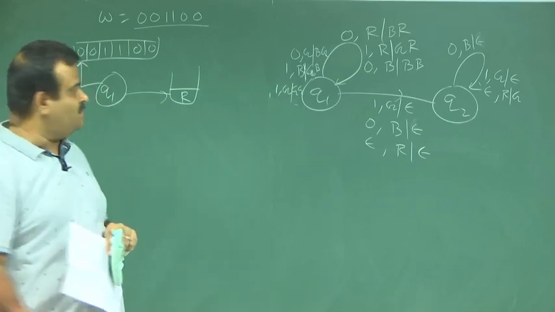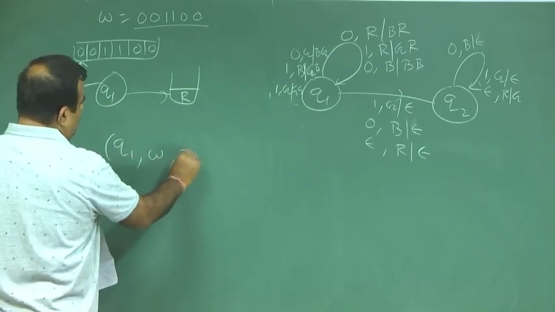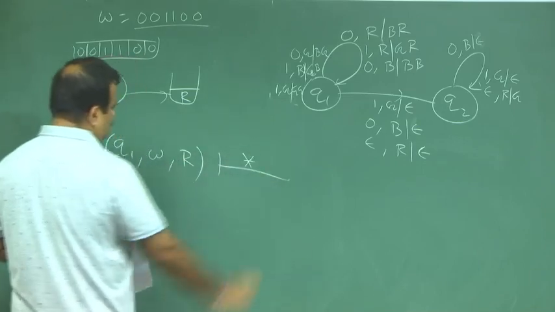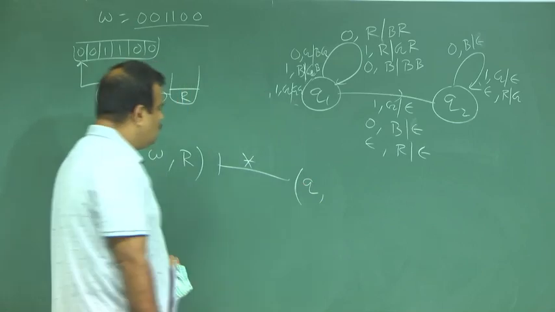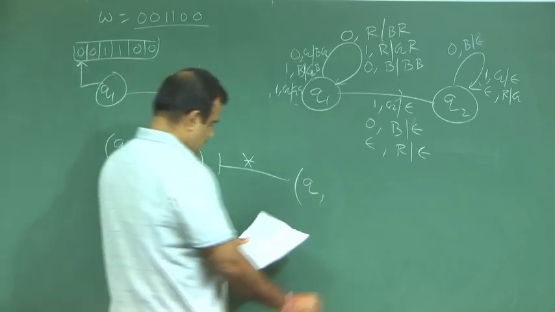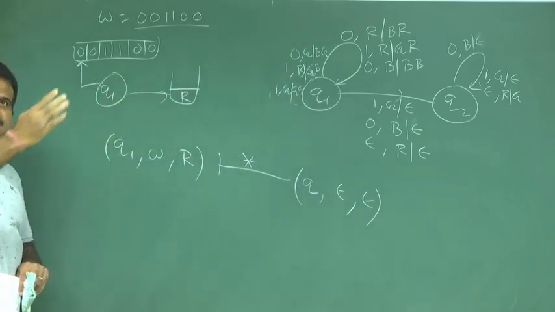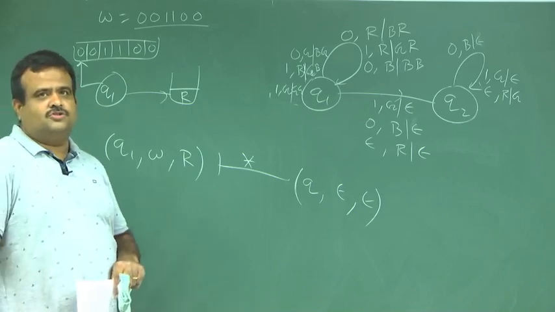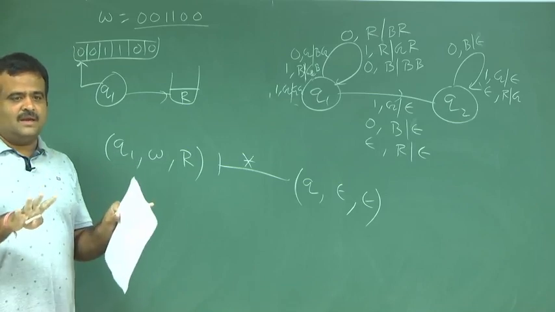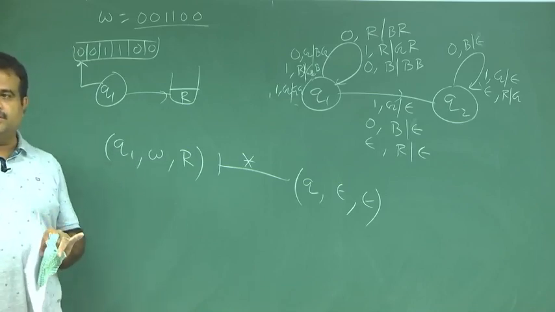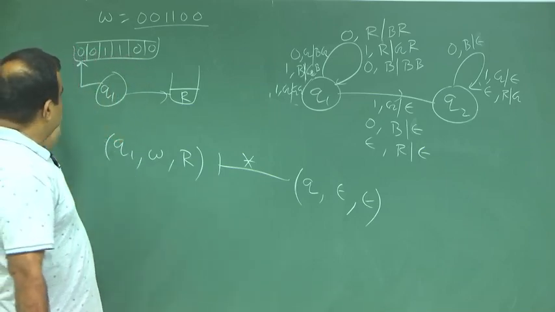Eventually, from Q1 with W and R, we want to see whether we can reach this situation. We do not care about the states, any state Q is either Q1 or Q2, and the input should be epsilon, and the stack should be epsilon. So, we want to see whether there is any path which can reach this situation by the move relation. Move relation means ID relation: we have the current instantaneous description, then it goes to the next instantaneous description, using the transition rule. We will see that.